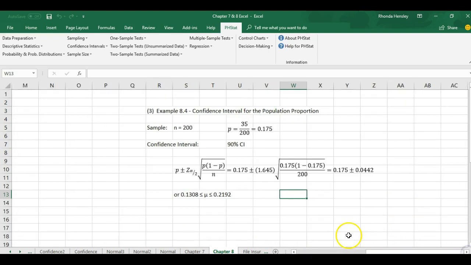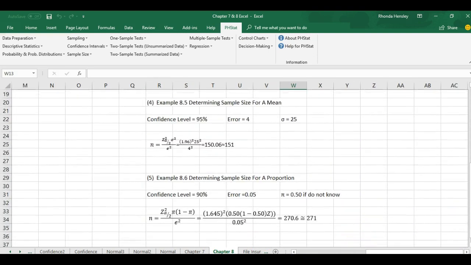And then the only other thing left in here is determining sample sizes. And there are formulas in the book, example 8.5 and 8.6. Basically, when you're getting ready to do a study and you had no idea how big a sample you needed to match some confidence level with some amount of error you were willing to accept, then you would look at using a formula like this. So this is the formula for the sample size when you have a mean, and this is the formula for the sample size when you have a proportion.